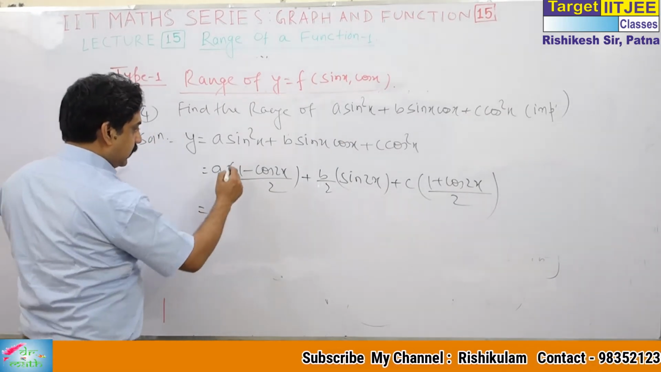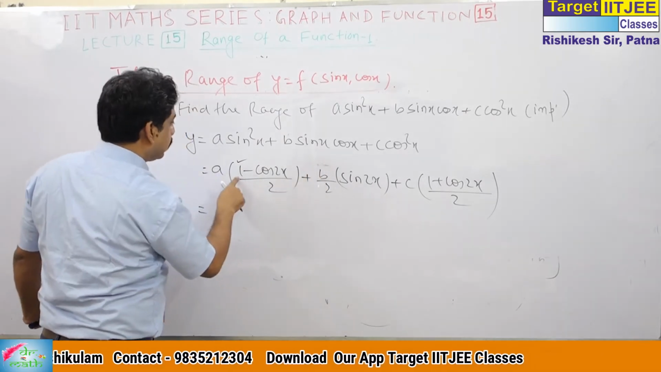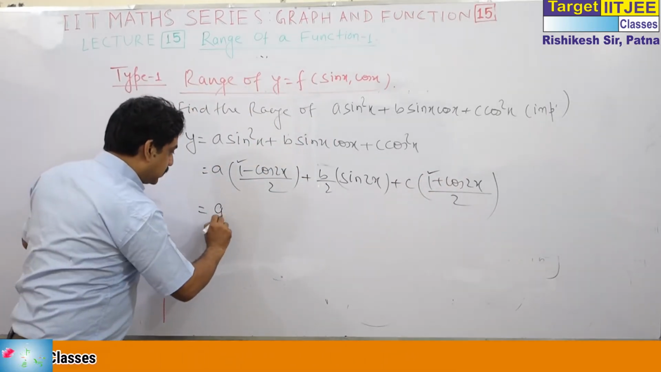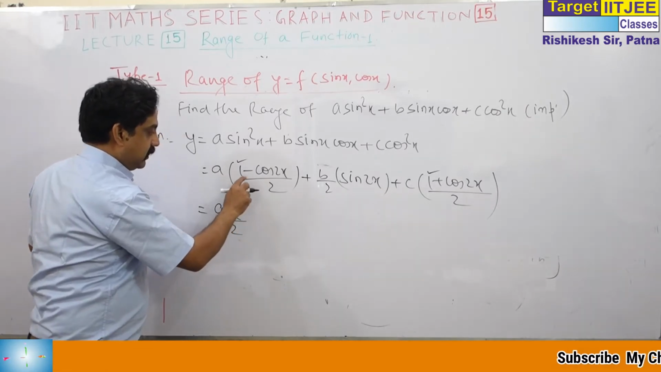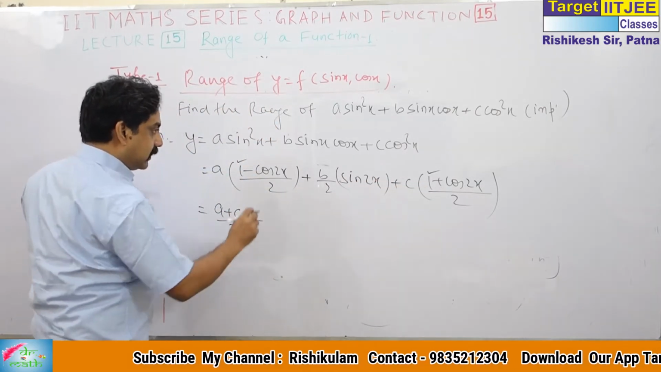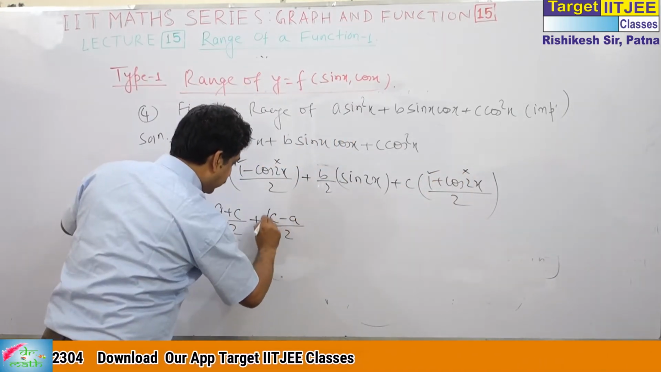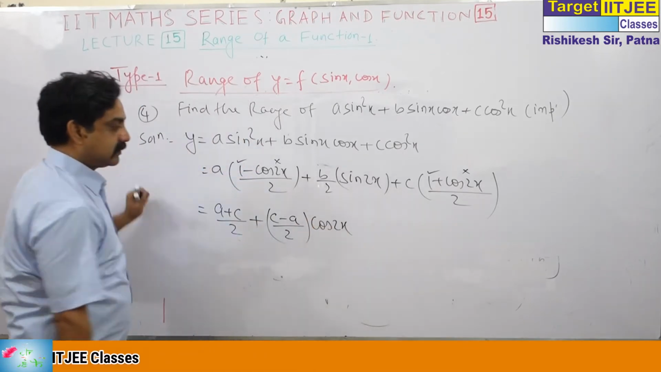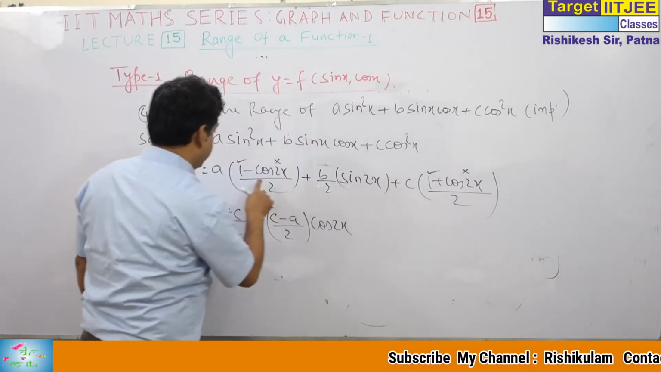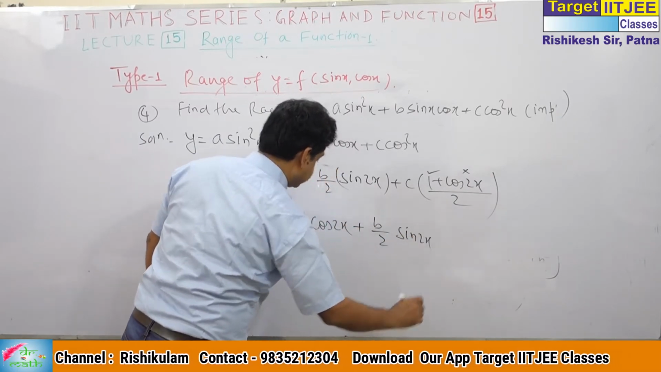You can see there are two terms. One is constant. Come to the constant term. You can see this is A plus C by 2. A into 1 by 2, C into 1 by 2, A plus C by 2. Now, make the terms of cos 2x together. This is C minus A by 2 cos 2x. From here we get C by 2, from here we get minus A by 2 cos 2x. And this is actually B by 2 sin 2x.